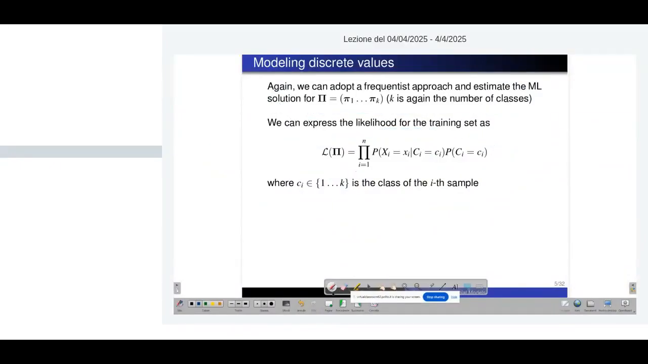The likelihood, again, we need to express the likelihood for our dataset. The likelihood is, as before, a function of the parameters, and as in the Gaussian case, it is the joint density for all the observations, including both samples and classes. Now, since all these are discrete values, rather than using a density, I can say that this is the joint probability of the values that I observed in my dataset.